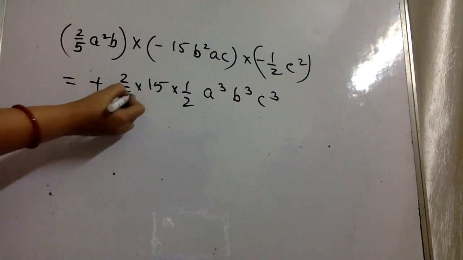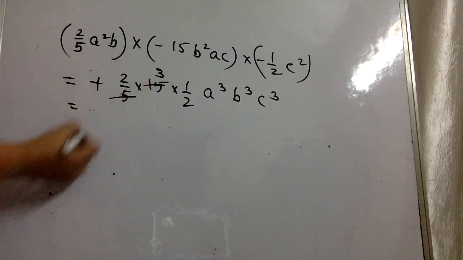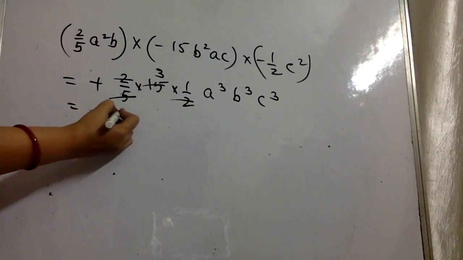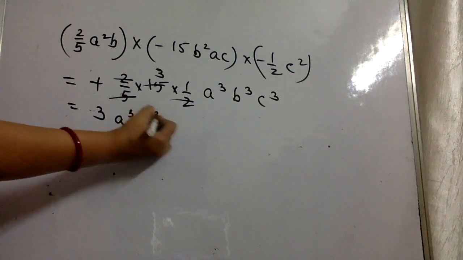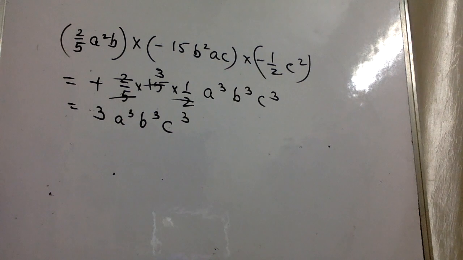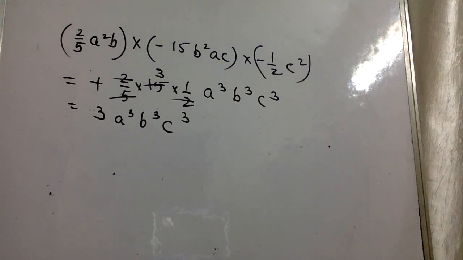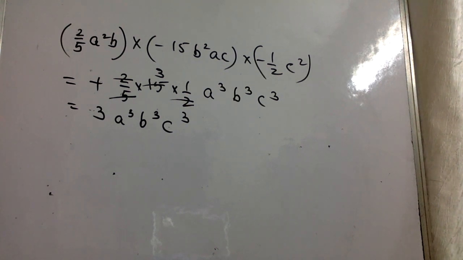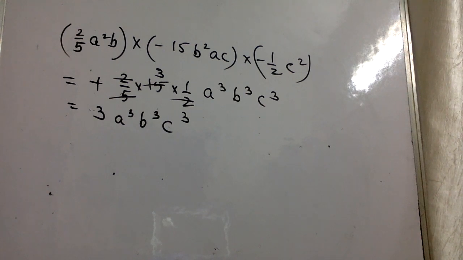So then, now here a little bit of cancellation, cut the 2 out, it's only a 3 now left, a cube, b cube, c cube, that is my answer. Okay, so that is it for today. We have covered almost every type of term by term multiplication. In the next video, I shall be taking up monomial by a binomial and a binomial with a binomial multiplication.